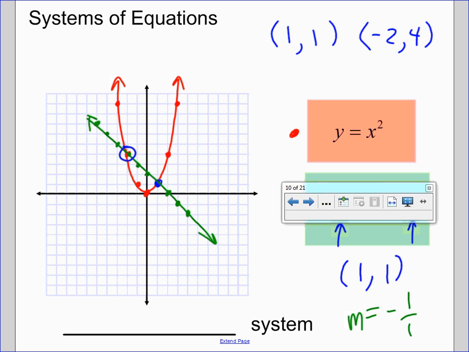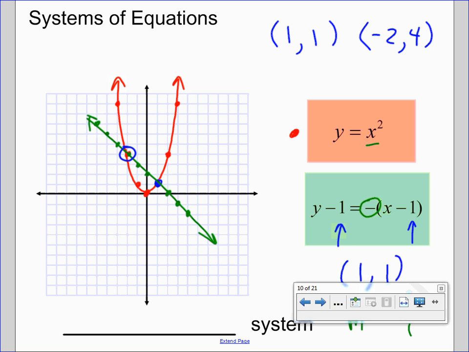Which is right? Both, and we can verify that algebraically. If I plug in 1 in for x, does 1 squared equal 1? Yes. Does 1 minus 1 is 0 equal opposite of 1 minus 1 is 0? Yes, 0 equals opposite of 0, so that checks. Let's go ahead and take a look at the second point. Is negative 2 quantity squared equal to 4? Yes, it is. If x is negative 2, when I multiply by itself, I get positive 4.